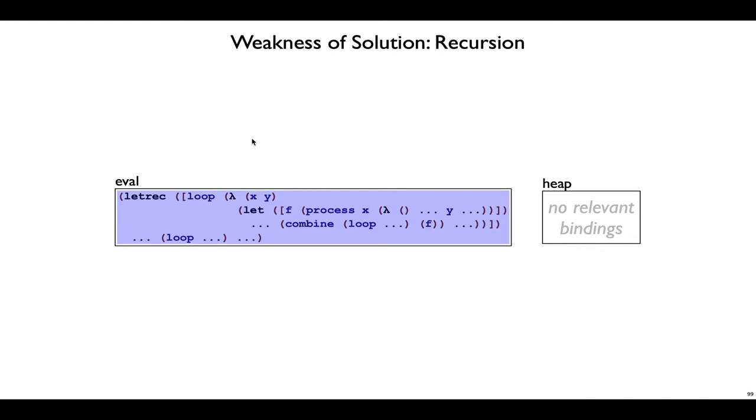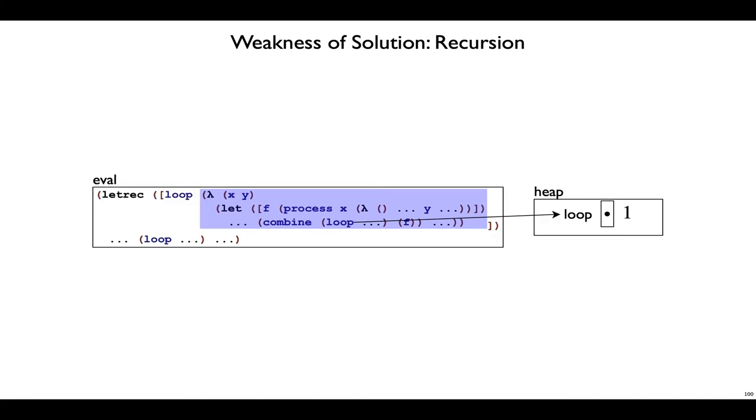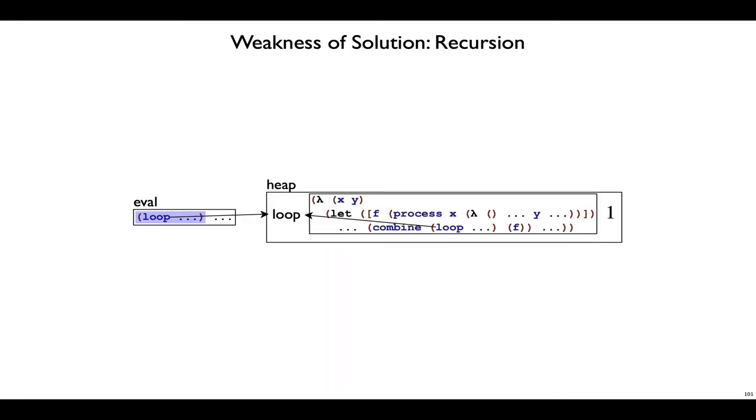The first step to evaluate this let rec is to evaluate the right-hand side of the binding. This creates a dummy entry in the heap with an abstract count of 1. This expression is a lambda, which is a simple expression, and evaluates immediately. We then proceed to the body of the let rec. Now, the binding to loop has been resolved, and we can perform the call.